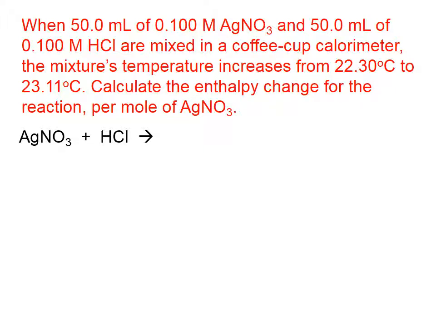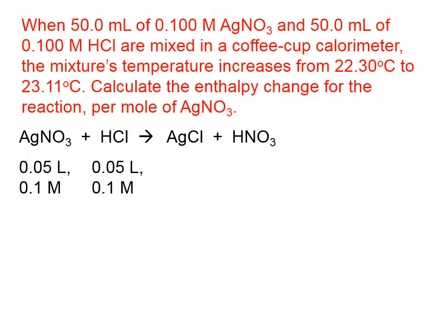These are our two reactants. If we put them together, we're going to get a silver chloride precipitate, an insoluble substance, in this double replacement reaction. Nicely, the coefficients for this equation are all 1.